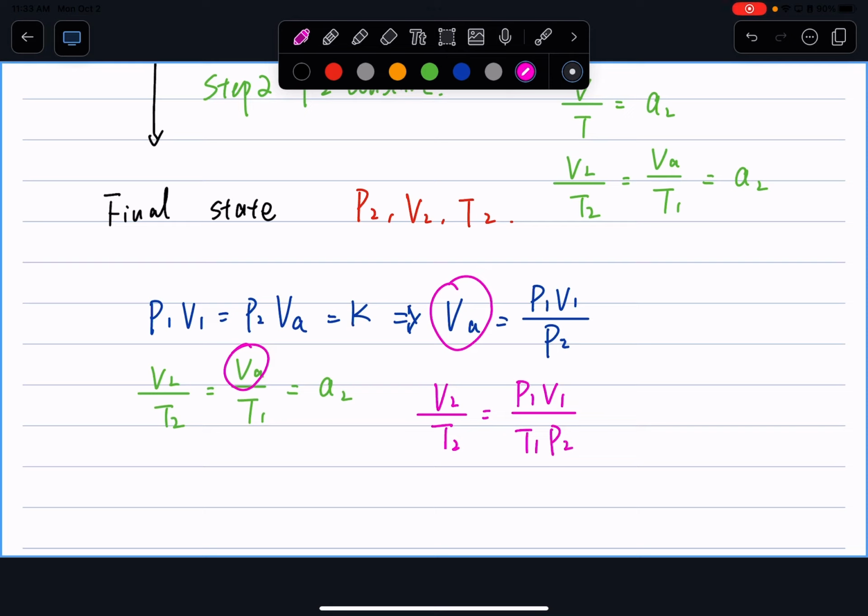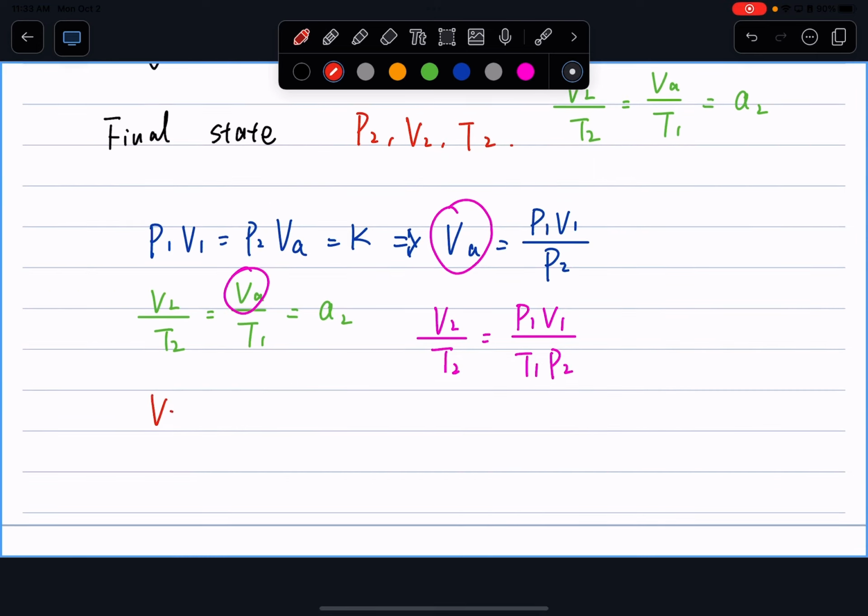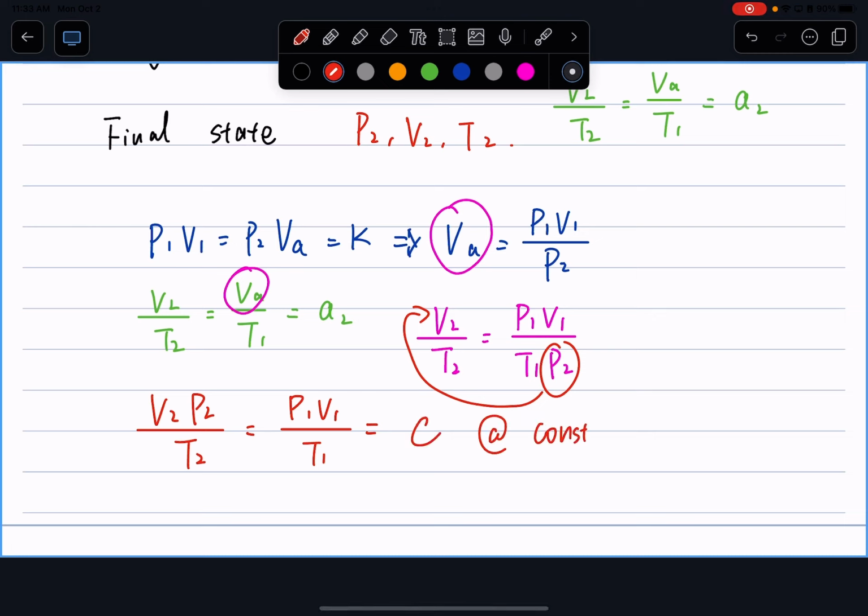And then let's move the things around. So your 2 stays with 2 and 1 stays with 1. You end up having V2 P2 divided by T2 equals to P1 V1 divided by T1. I'm just moving this P term here. And this equals to some constant. Right, so that's how we get our generalized ideal gas formula, PV equals to nRT.